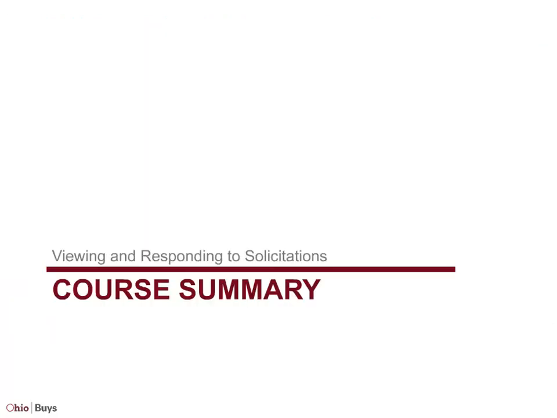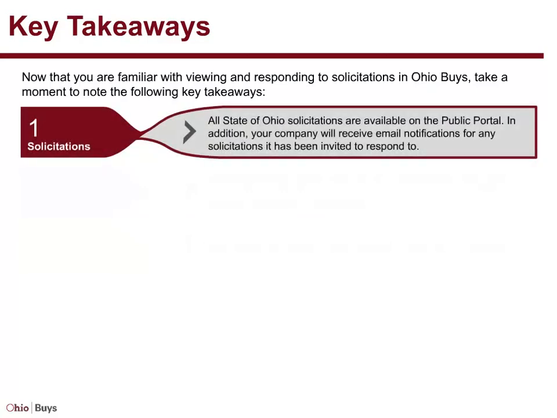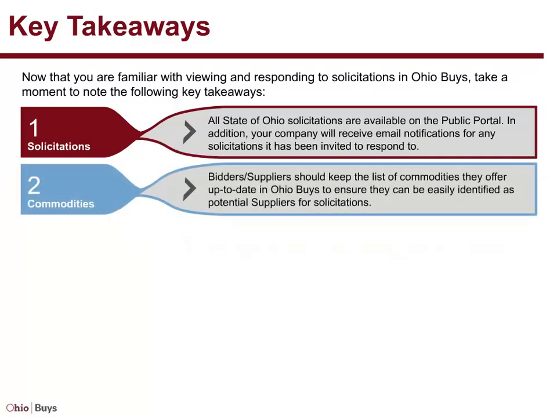Course Summary. Now that you are familiar with viewing and responding to solicitations in Ohio buys, take a moment to note the following key takeaways. All State of Ohio solicitations are available on the public portal. In addition, your company will receive email notifications for any solicitations it has been invited to respond to. Bidders and/or suppliers should keep the list of commodities they offer up to date in Ohio buys to ensure they can be easily identified as potential suppliers for solicitations.